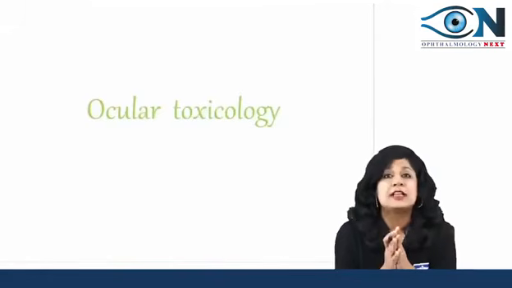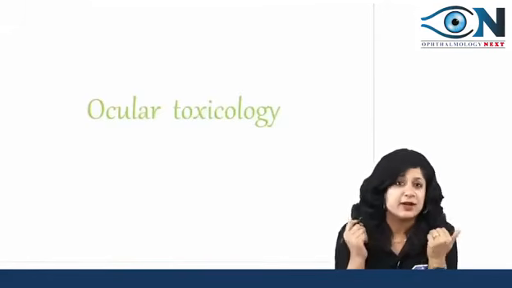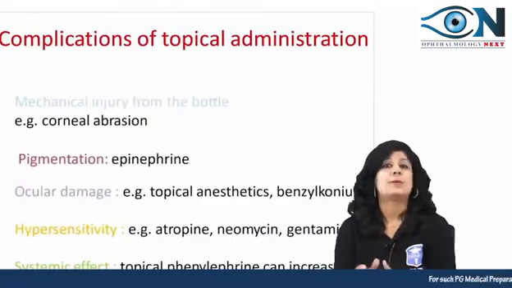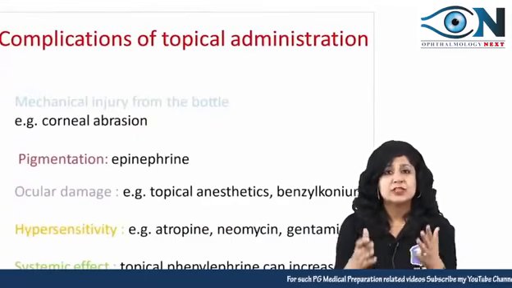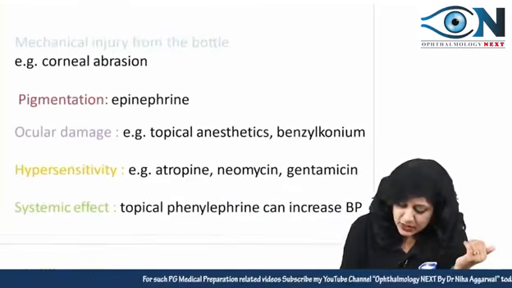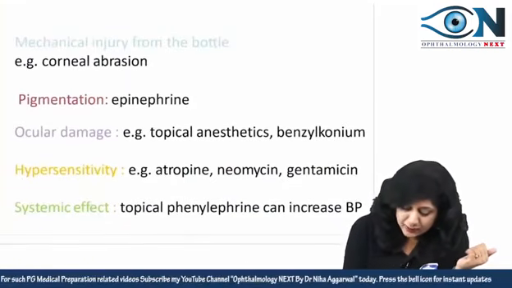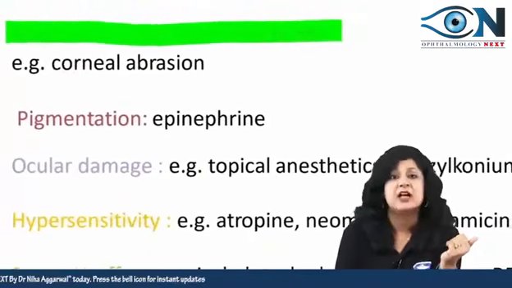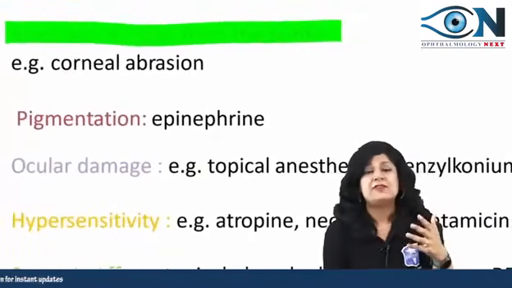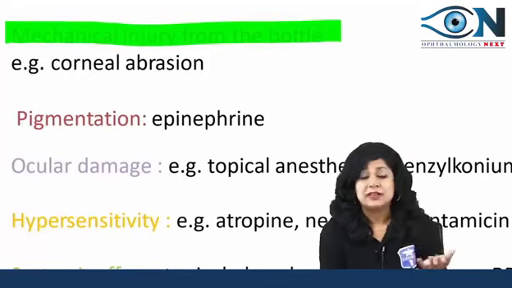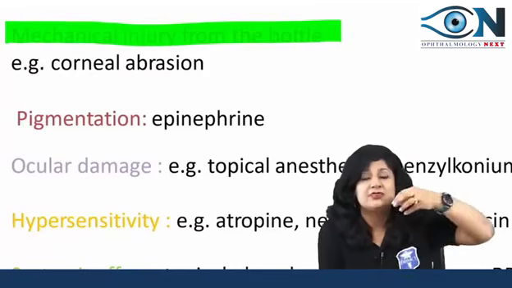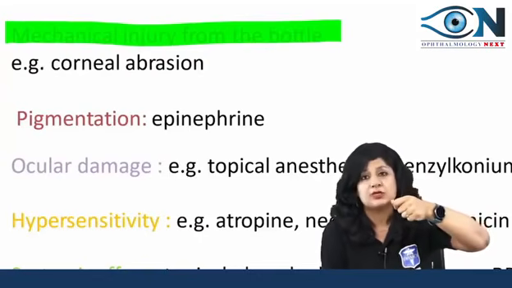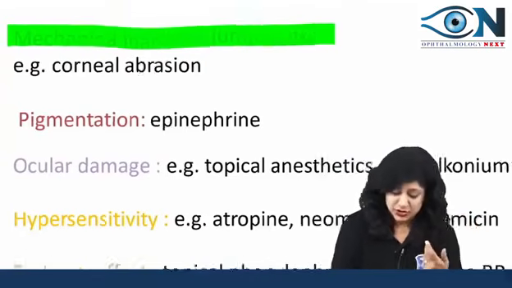Coming to ocular toxicology, last but not the least, we have complications of topical administration, and mostly the questions are asked from this. One very important thing is that we can have mechanical injury from the bottle. These are accidental things and we do not think about them, but they are very common. When you are instilling the drug and you end up rubbing the tip of the bottle on the cornea, there can be corneal abrasions.